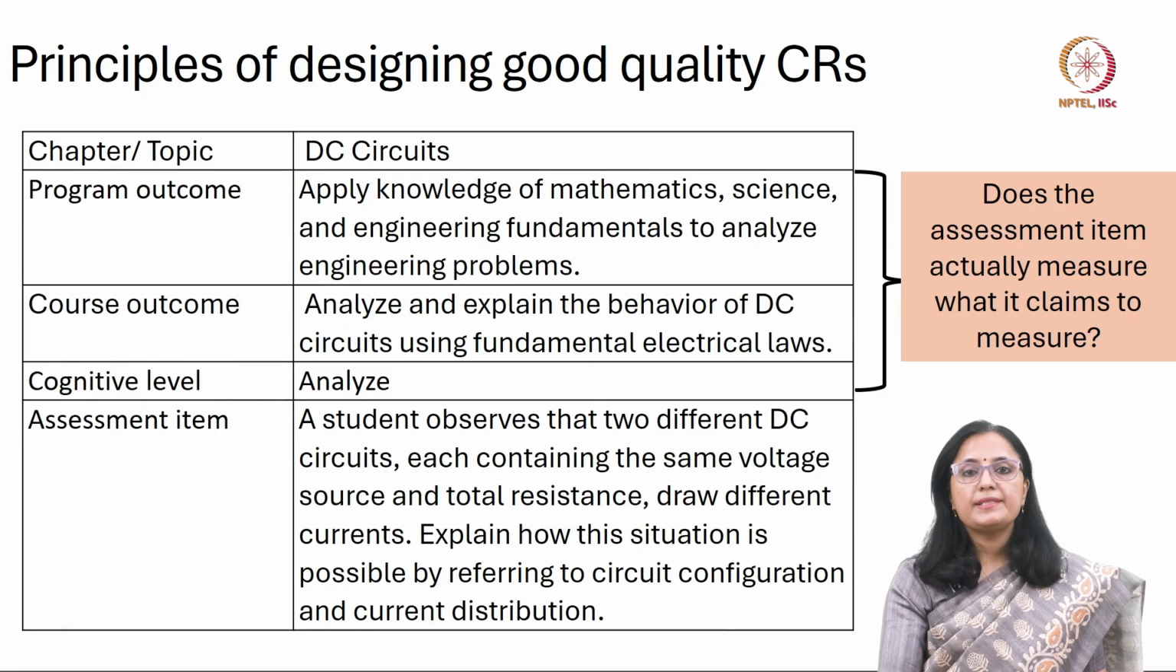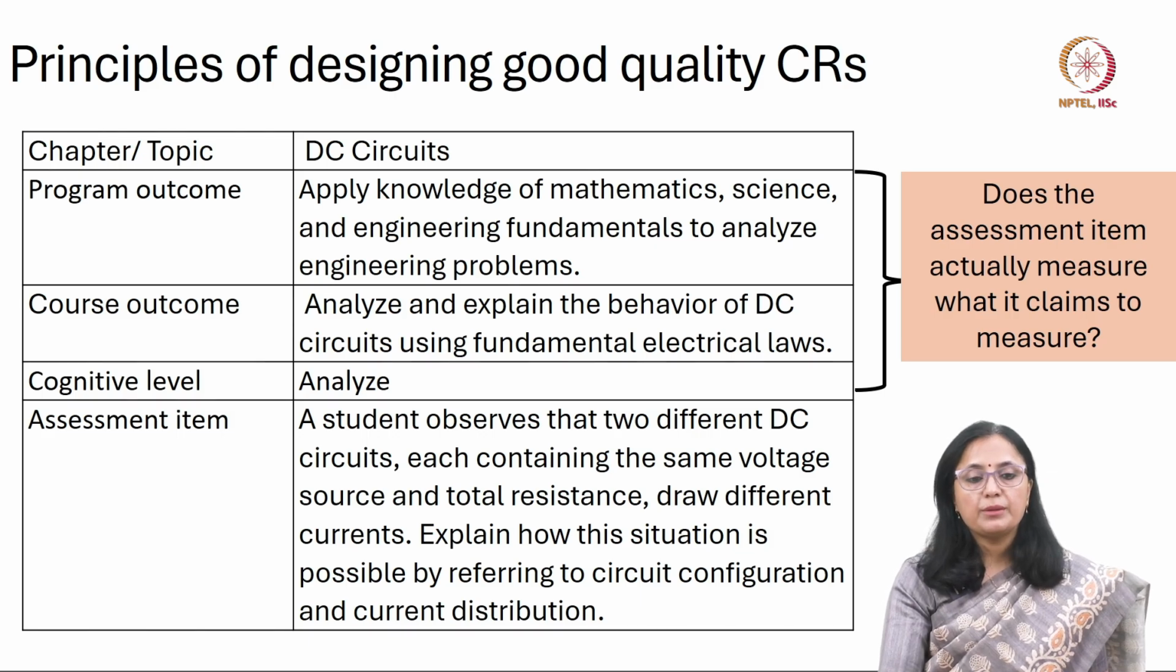So let us try to understand this with an example. On your screen, there is an example from the topic DC circuits, and the program outcome and the course outcomes are mentioned. The course outcome is: analyze and explain the behavior of DC circuits using fundamental electrical laws. So the cognitive level of this course outcome is analyze.